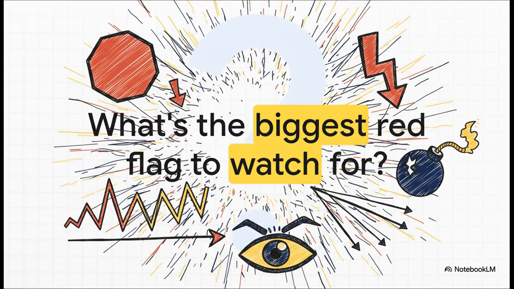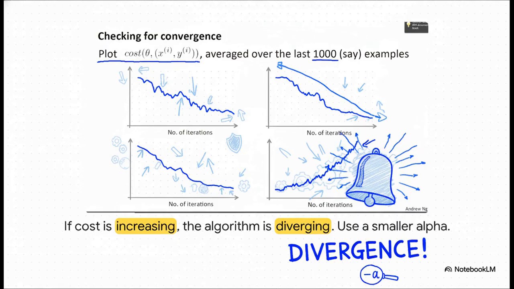Now for the big one. The one signal that means you need to hit the brakes immediately. There's one clear sign that things are going seriously wrong. And there it is. That's the alarm bell. If your cost is consistently going up, that means your model isn't just failing to learn, it's actively getting dumber. This is called divergence, and pretty much every time you see this, it means your learning rate, or alpha, is just too high. The steps it's taking are too big. The fix? Stop everything, restart the training with a smaller alpha.